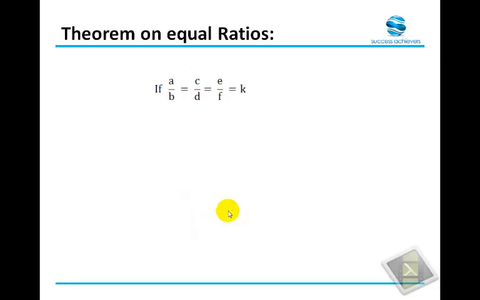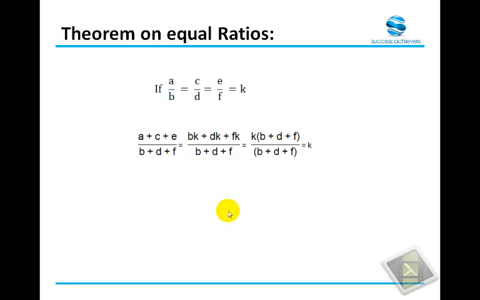Now there's another formula on equal ratios. So if I have A by B equal to C by D equal to E by F is equal to K, then can I write A is equal to BK, C is equal to DK and E is equal to FK. So let us find the ratio of A plus C plus E upon B plus D plus F. That is sum of the numerator upon sum of the denominator. Now we have already seen A can be written as BK, C can be written as DK and E can be written as FK upon B plus D plus F.